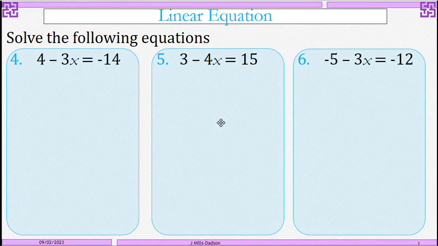Hello, welcome back again. This is part 2 of solving simple linear equations. Now, in solving this linear equation, we're going to still use the balancing method by reversing every single rule.